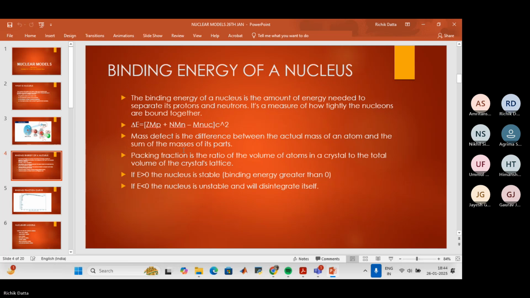So if the binding energy is greater than 0, the nucleus will be stable, and if the binding energy is less than 0, the nucleus is unstable and will disintegrate itself. There are many more assumptions. If the energy of the reactant is greater than that of the product, the reaction will occur, and if the energy of the reactant is less than the energy of the product, the reaction will not occur.